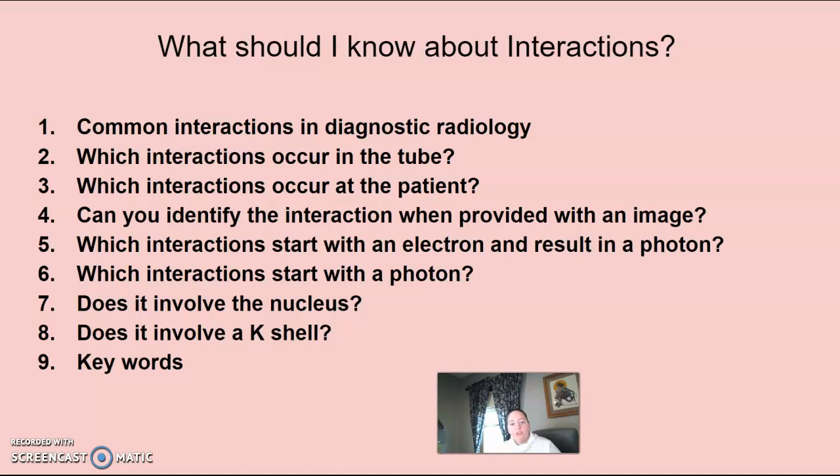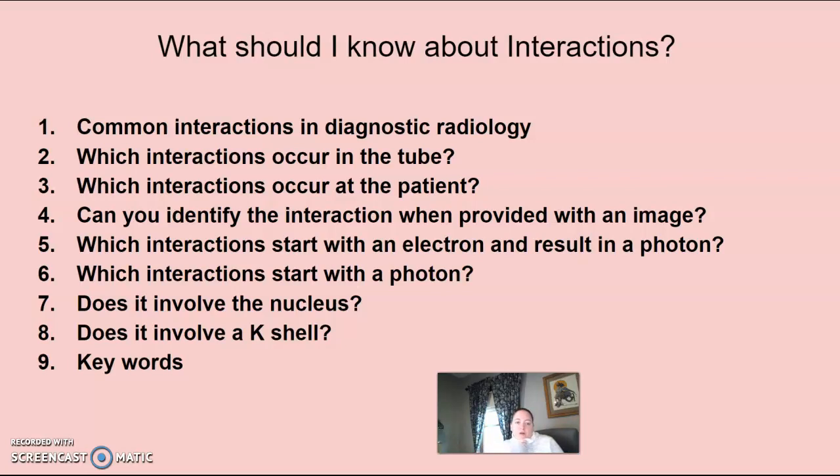You need to know which interactions happen up in the X-ray tube and which interactions occur at the patient. If you were given an image in front of you, could you pick out if it was Bremsstrahlung, or if it's Compton? Would you be able to decipher whether it's an interaction that happens in the tube or at the patient? Or even if a video comes up on your screen and it shows the process of the interaction, could you choose which one it is?